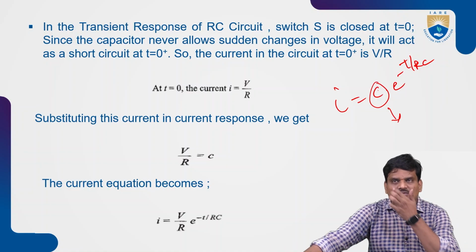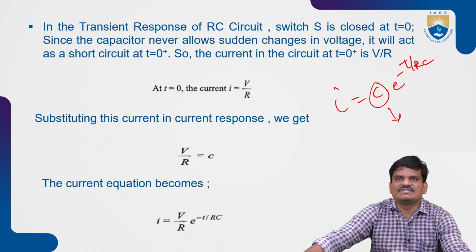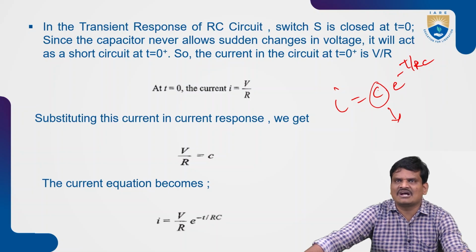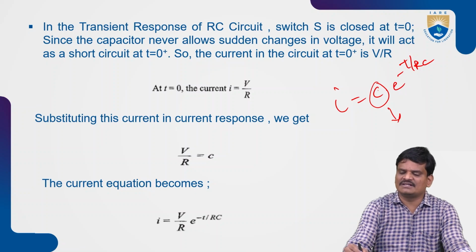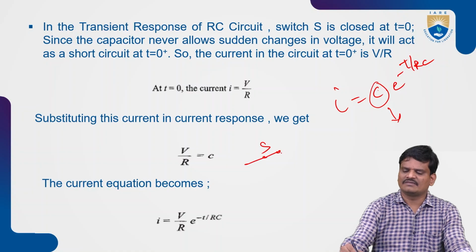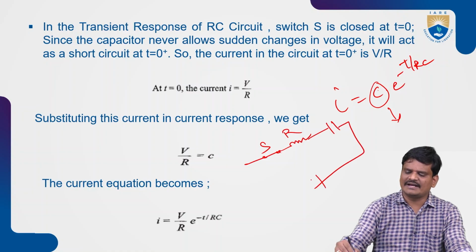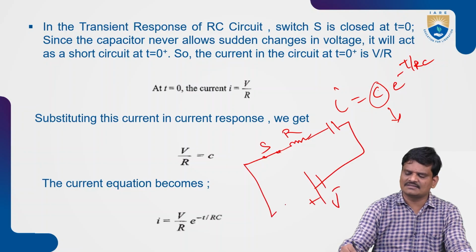So in order to do that, I am going to use the switching conditions. In the transient response of an RC circuit, when the switch S is closed, the capacitor will never allow sudden changes in the values. It is the main property of a capacitor: it opposes sudden changes in the value of voltage. It acts as a short circuit. Then what is the element that is present in the circuit? You can see here, when the switch S is closed, there is a resistor and also a capacitor, and I need to give a DC voltage source like this.